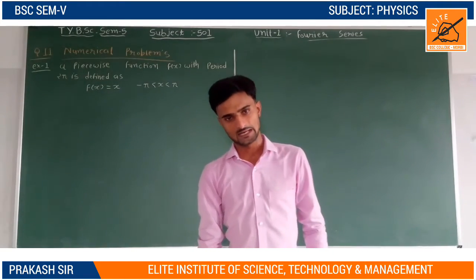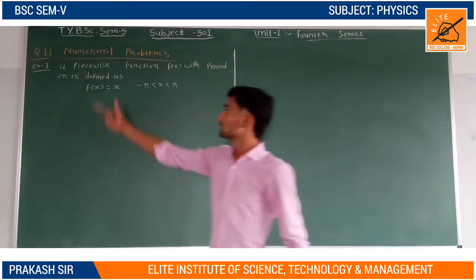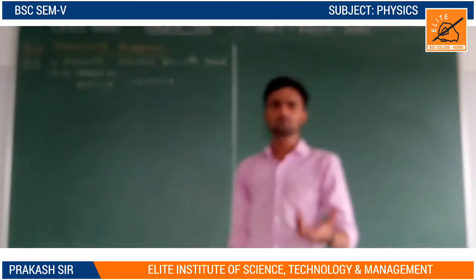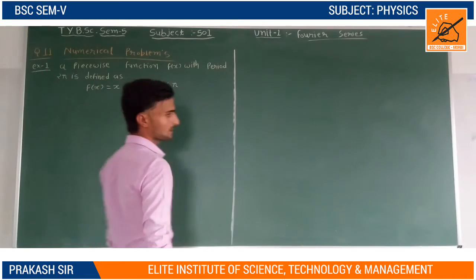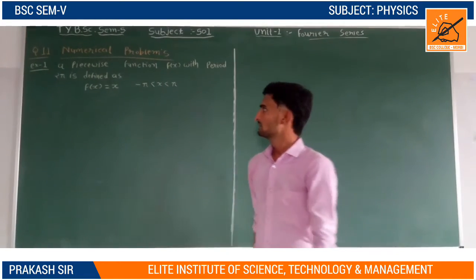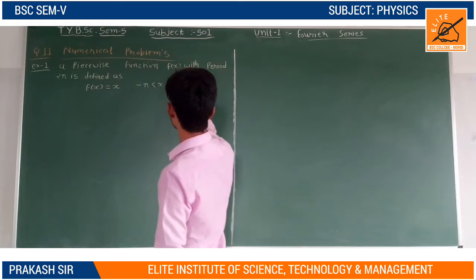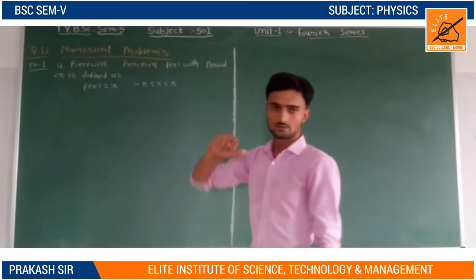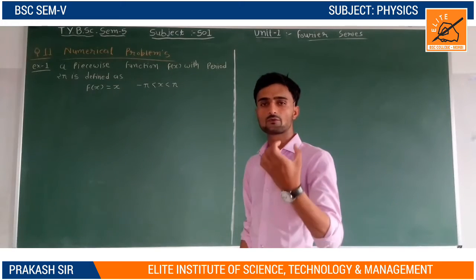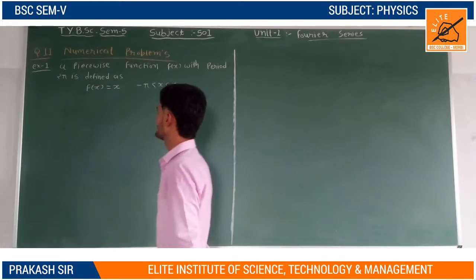Now we start the numerical problems. Some examples of calculating this unit. Example number 1. The piecewise function f of x with period 2 pi is defined on the interval minus pi to pi, with a given value of x.